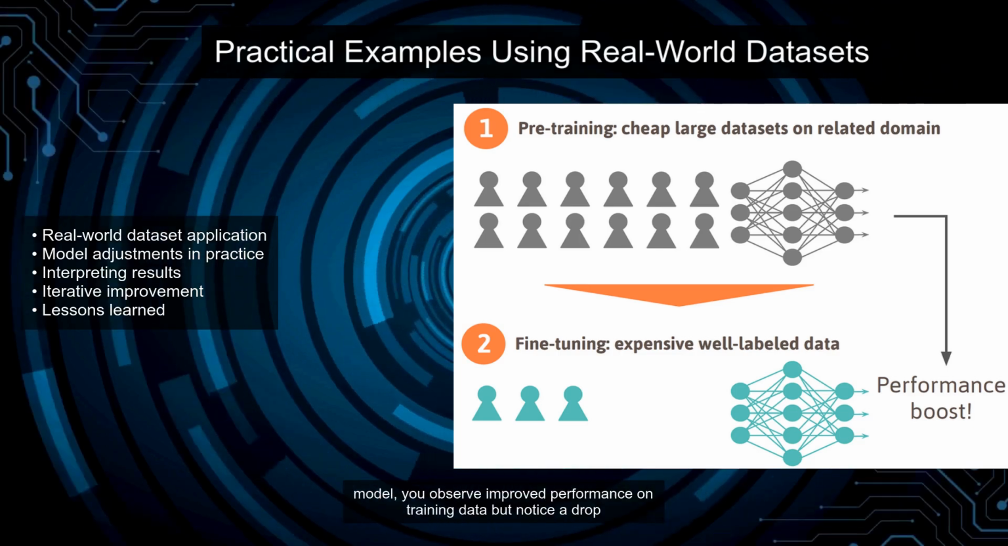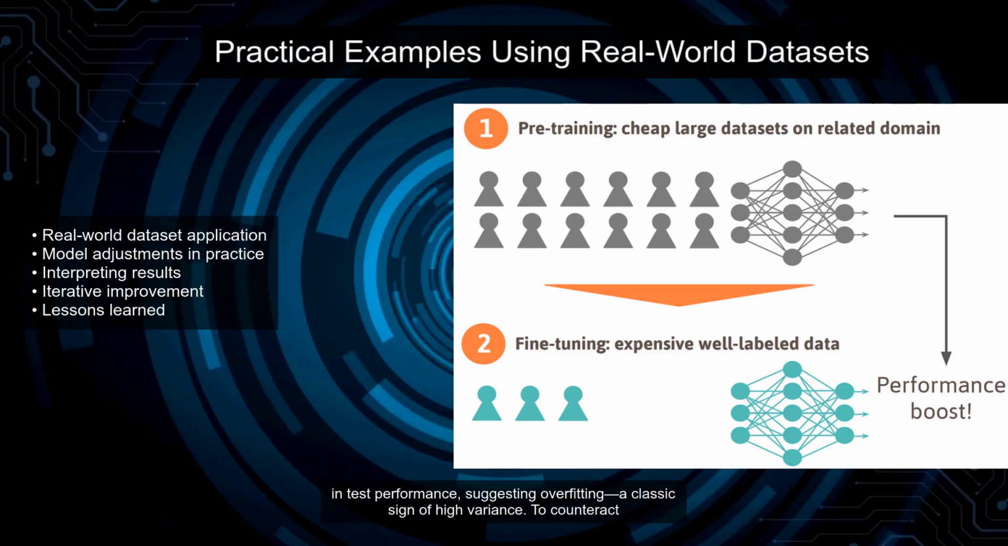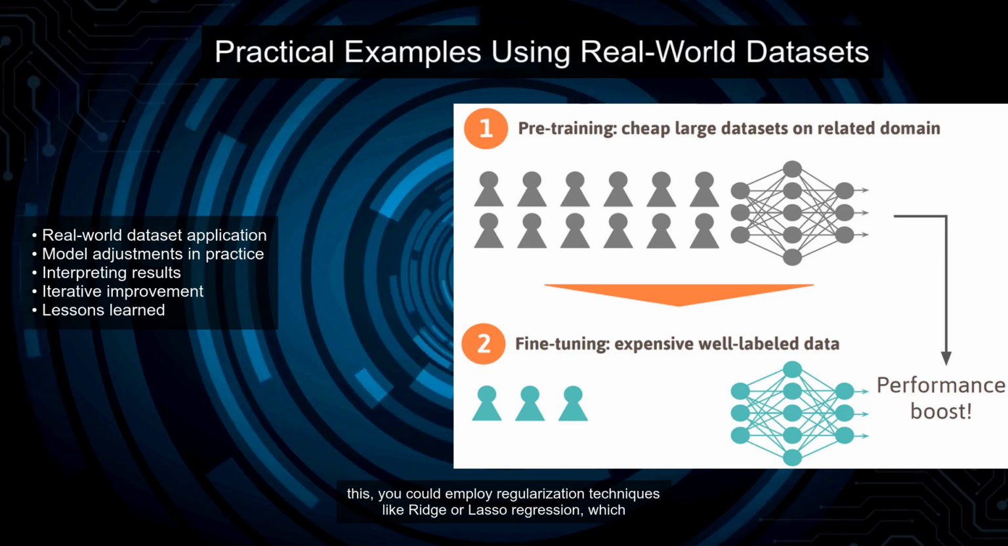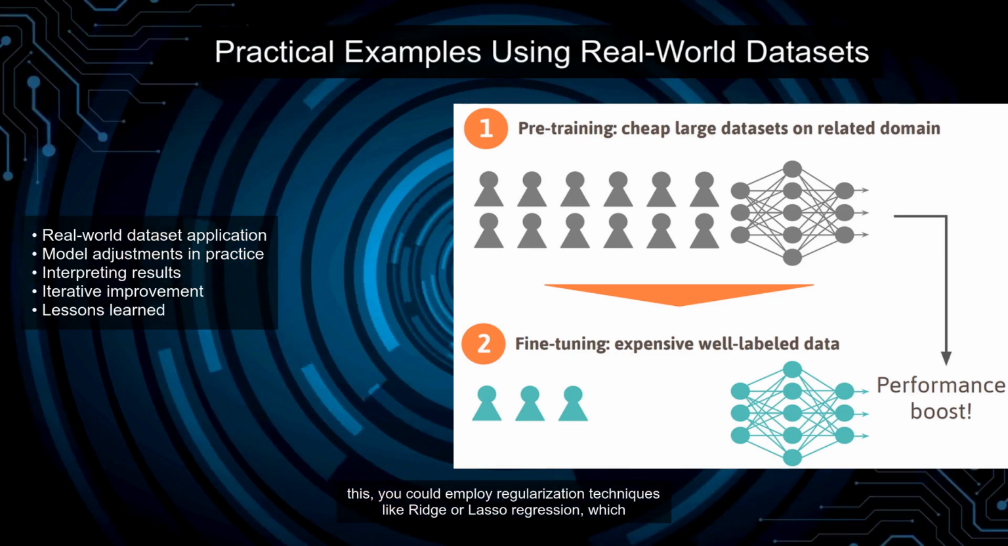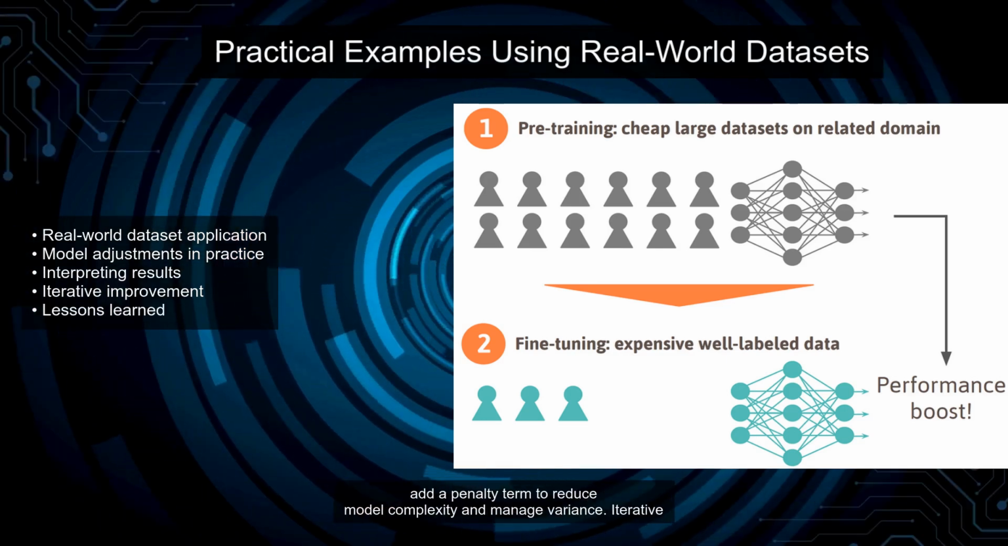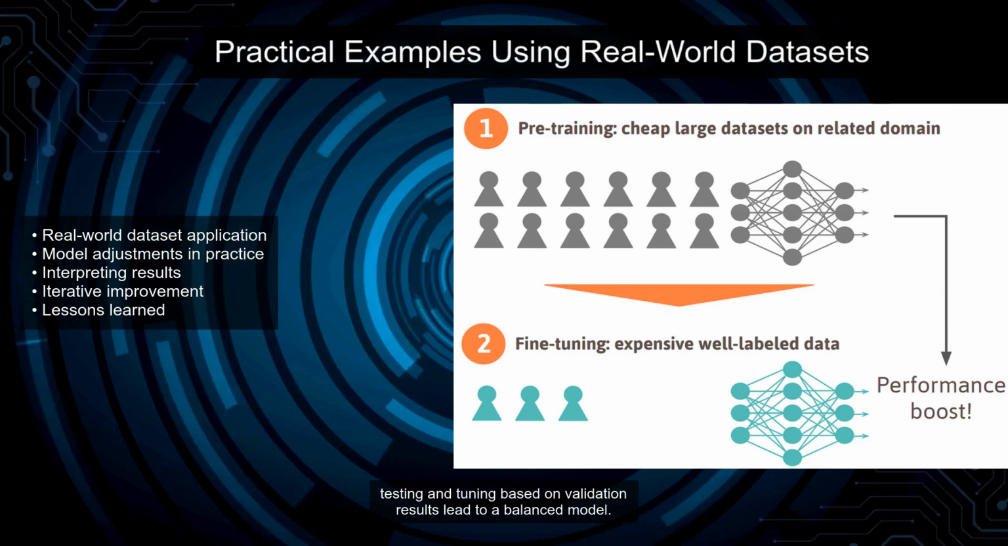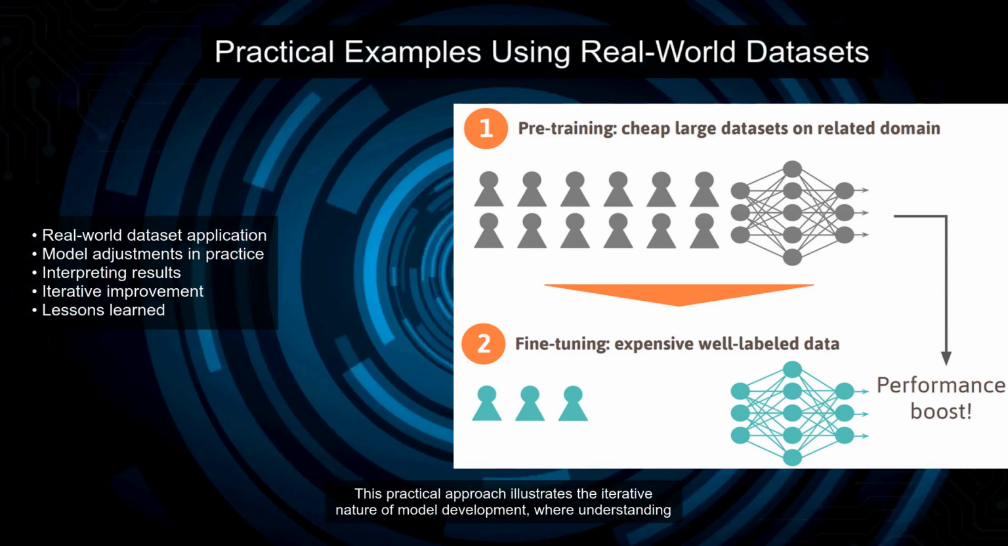As you test this adjusted model, you observe improved performance on training data but notice a drop in test performance, suggesting overfitting, a classic sign of high variance. To counteract this, you could employ regularization techniques like ridge or lasso regression, which add a penalty term to reduce model complexity and manage variance. Iterative testing and tuning based on validation results lead to a balanced model.